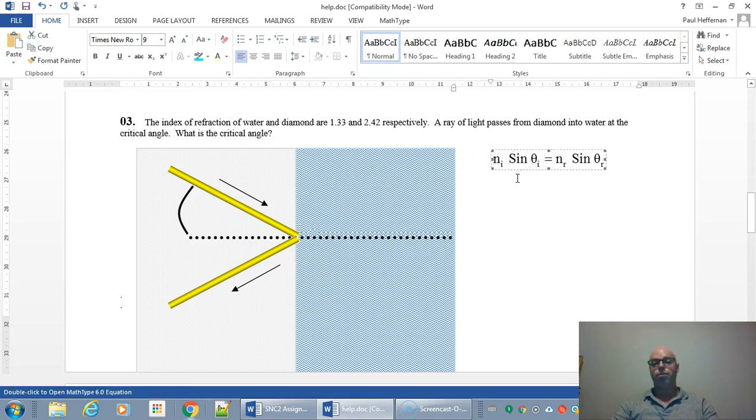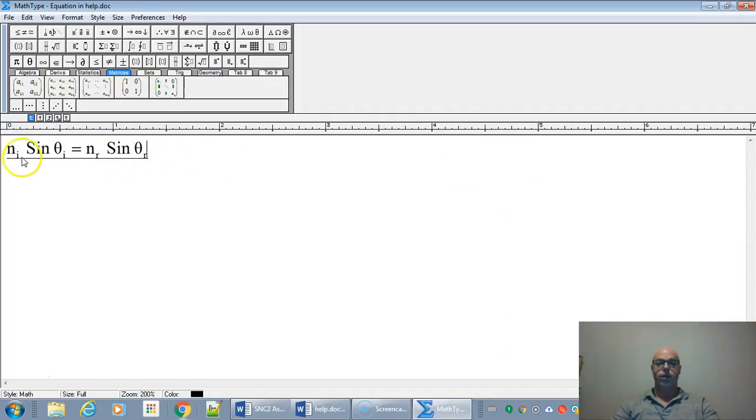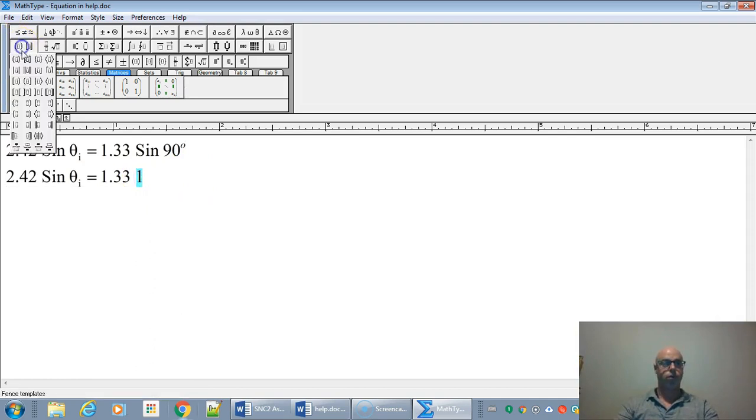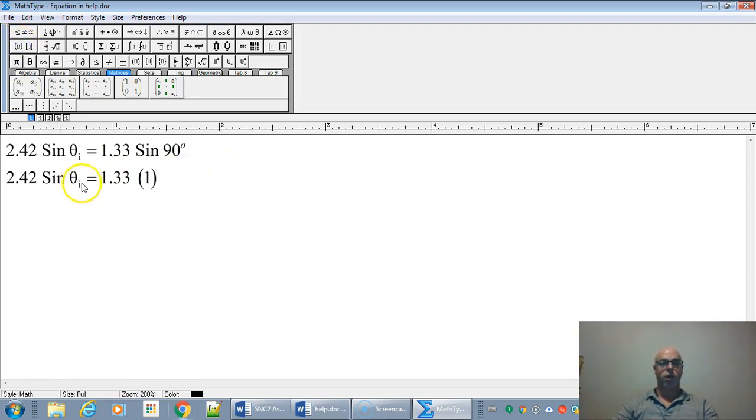So that is how you're going to solve this, knowing that diamond has an index of refraction of 2.42, and we're going into water, 1.33, and we know it's going to be refracting at 90 degrees. Now sine 90 is effectively 1, so that makes life easy. So that's just going to be times 1 here. And so now to find theta, the critical angle, I'm just going to rename this crit for critical angle.